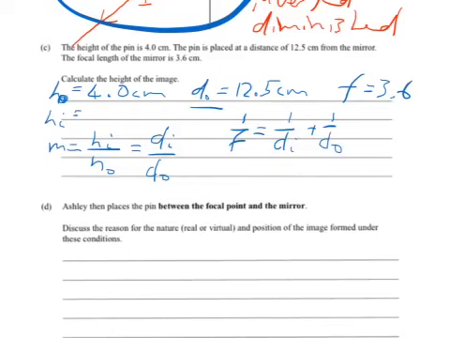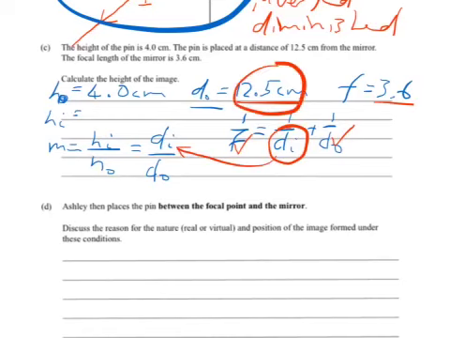I'm not actually going to calculate this for you, but I'll just show you how you do it. So F we know because it's 3.6 centimeters. DO we know because it's 12.5 centimeters. We plug those numbers in, rearrange to find DI. Once we've got DI, we just throw it in there, and then we use our DO again, throw it in there. We've now got the magnification. Okay, and that will work out to be about 0.4.